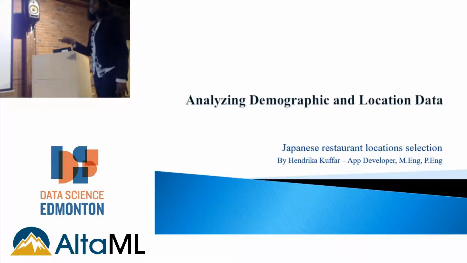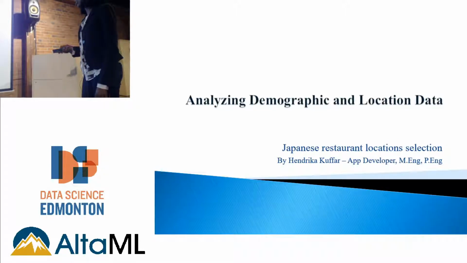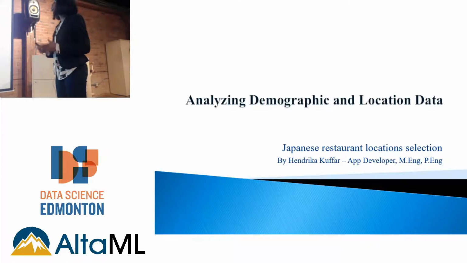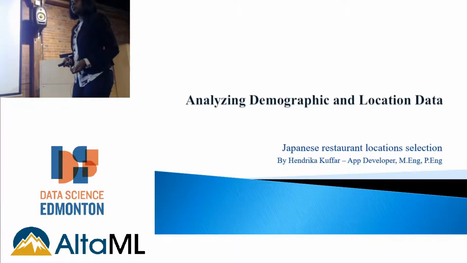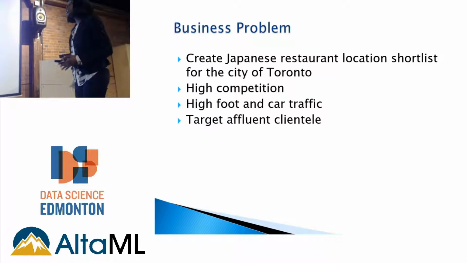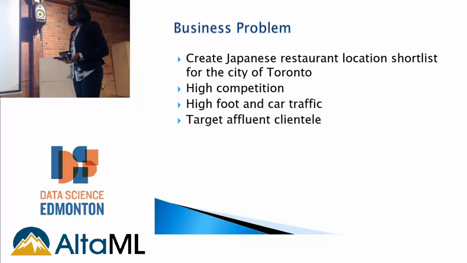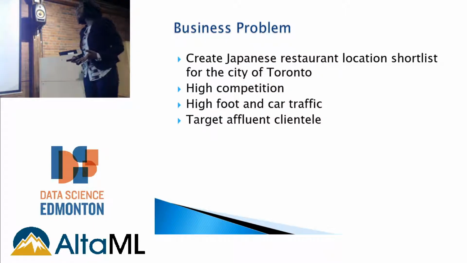So I'm going to illustrate how to analyze demographic and location data. And as I say, the goal is to create a short list of locations which are deemed valuable to open a new Japanese restaurant in the city of Toronto. So we know in Toronto there's already a lot of restaurants and therefore a high competition in the restaurant business.